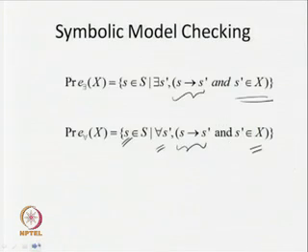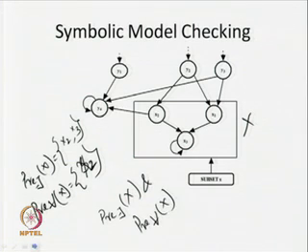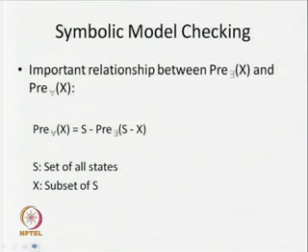Now, we are saying that with pre∀ x and pre∃ x, we can evaluate those states where in pre∀ x, all the transitions are coming to this particular subset x, and in pre∃ x, at least one transition is coming to this particular set of states. Now, we are having a relationship between these two things, pre∃ x and pre∀ x. This is the important relationship between pre∃ x and pre∀ x.